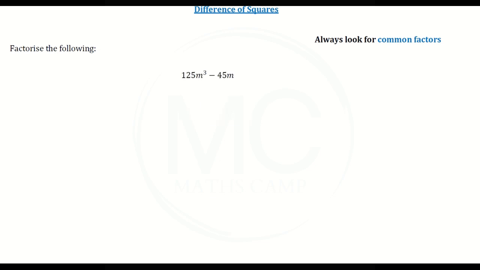Factorize the following: 125m cubed minus 45m. 125 and 45 are not squares. Neither is m cubed or m. So we know we need to look for common factors. 125 and 45 are both multiples of 5, so let's take out 5 as a common factor. 125 divided by 5 is 25, so I have 25m cubed. Negative 45 divided by 5 is negative 9, so I have negative 9m.